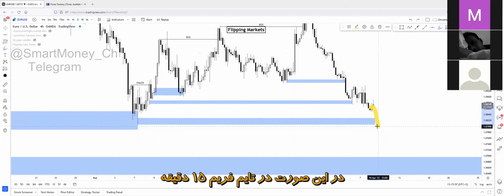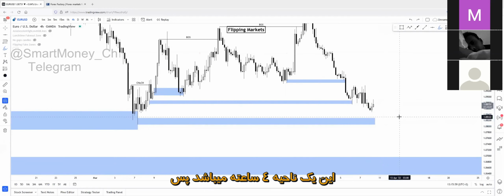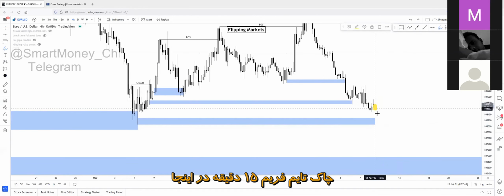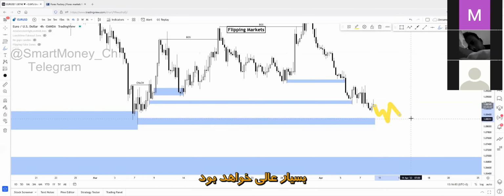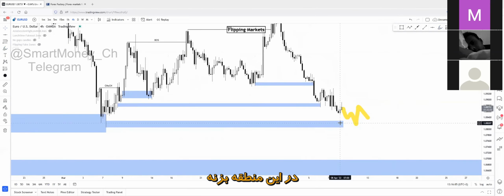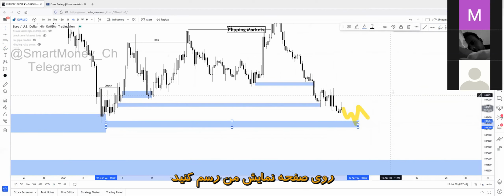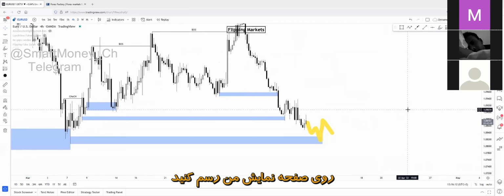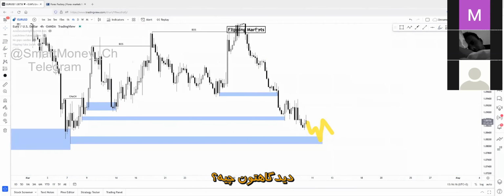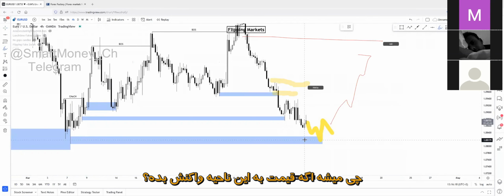So it creates a change of character here on the 15-minute chart, because this is a 4-hour zone / 15-minute zone. A 15-minute change of character will be perfectly enough right here. So if price creates a 15-minute change of character at this region, what will happen? What do you think? What will happen? Just roll my screen, please. What's your perspective? What will happen if price reacts on this?